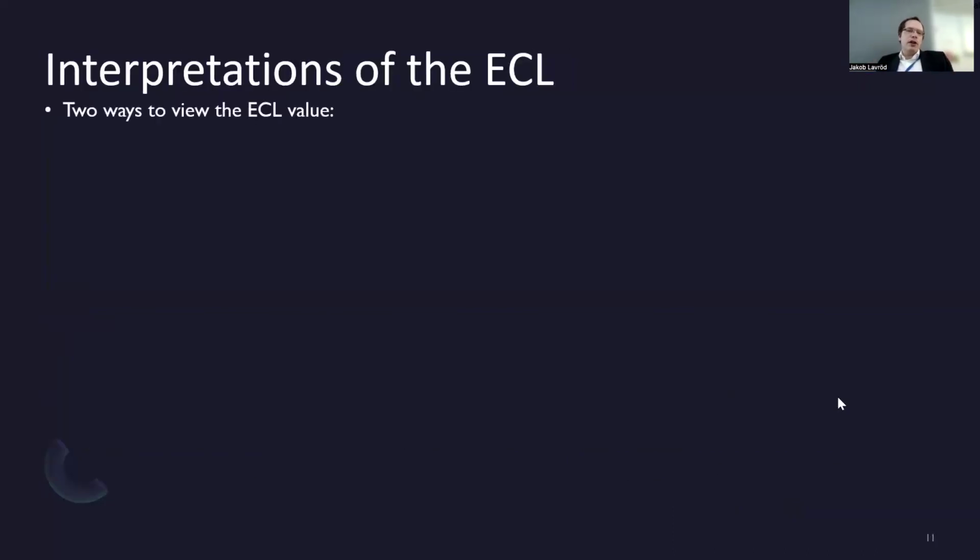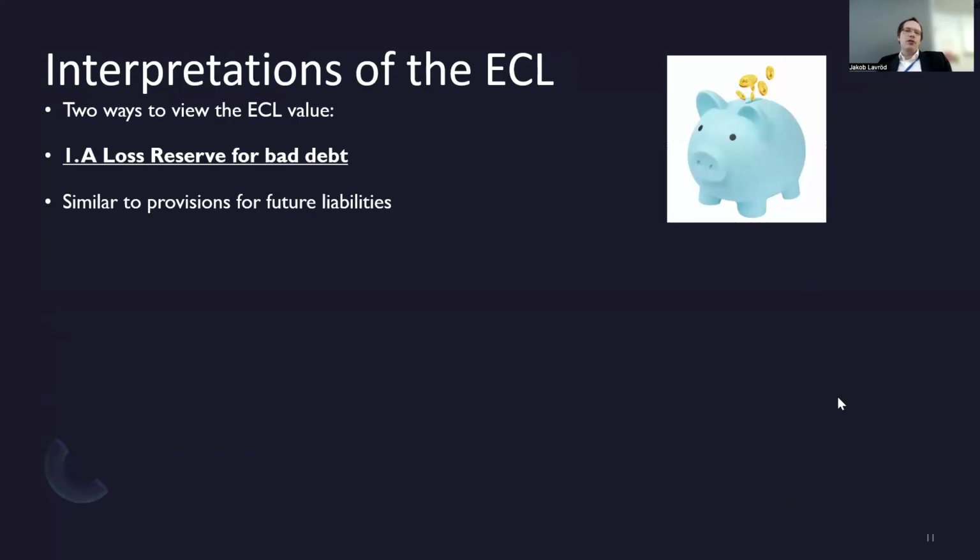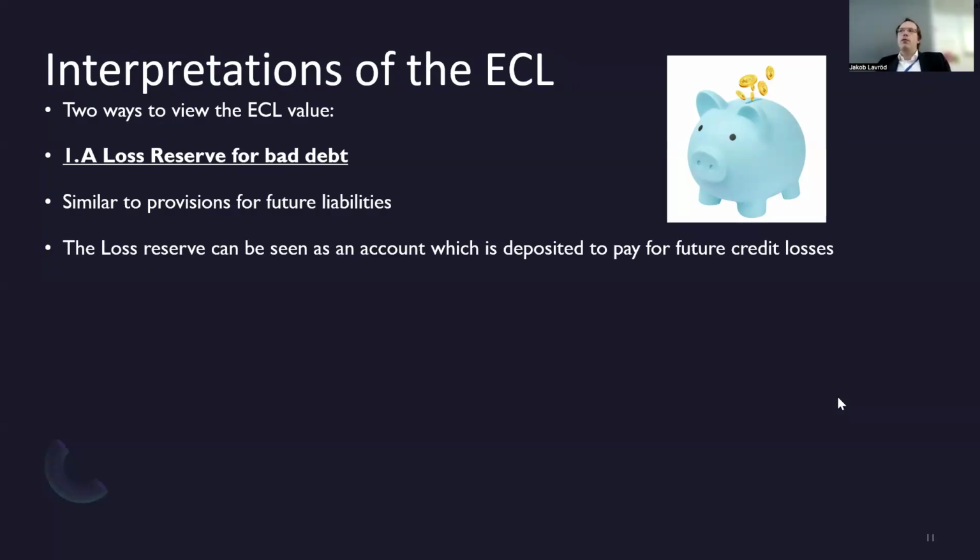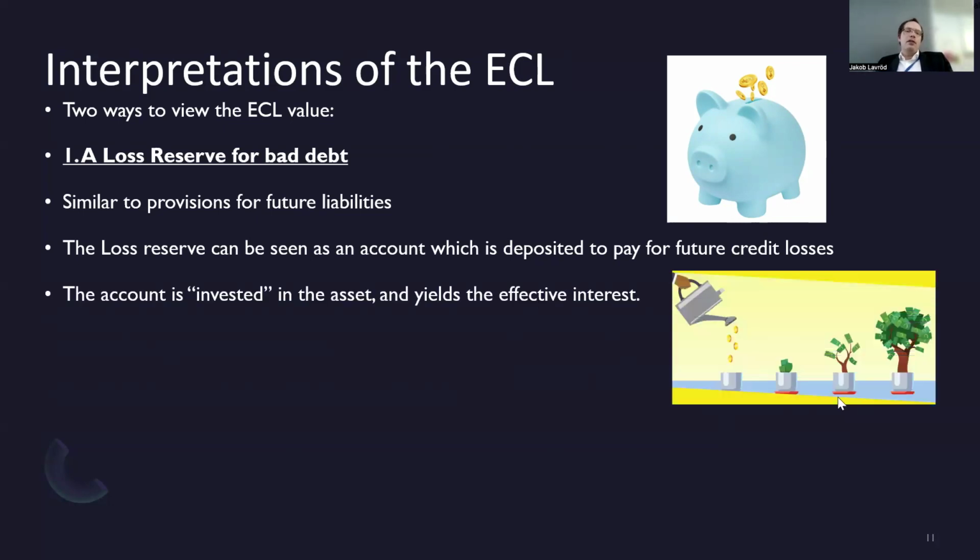And one very nice way to interpret ECL is that you can basically see it as a little loss reserve that you set aside. You can almost think about it quite similar to a provision for future liability. What you're saying is that certain of my customers will not be able to pay. So I set money aside for that, similar to how I would do if I had some legal battle or some other future liabilities that I know I cannot really avoid. And you can then see this little reserve account as invested in the same asset, so it grows with the effective interest rate. And that gives rise to this thinking about loan loss provisions.